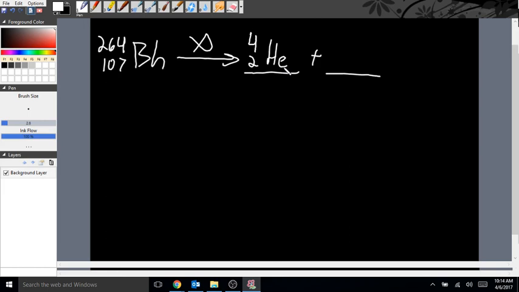Next step is just to subtract across. So 264 minus 4 is 260. 107 minus 2 is 105. With those numbers done, I can go to my periodic table, figure out what element 105 is, and it looks like it's dubnium, Db. The only tricky part is with the beta decay, when you subtract a -1, it's the same as adding a +1.